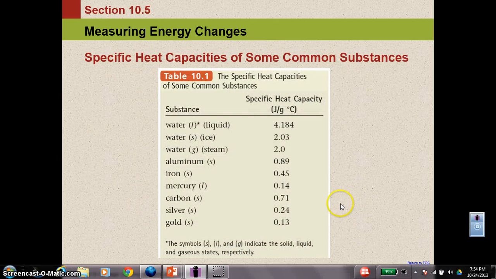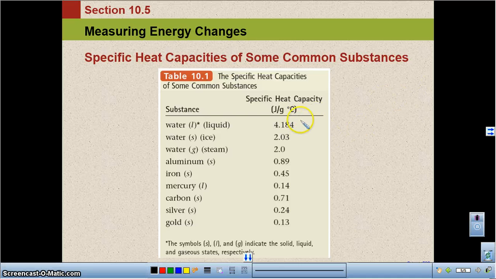This is a table from your textbook that just shows some specific heat capacities of some of the substances that you're going to be using in your calculations in your homework. And one thing I want to bring to light is the fact that there are 3 different specific heat capacities depending on the state that water is in. If it's liquid, it's going to take 4.184 joules to raise 1 gram of liquid water 1 degree Celsius. Whereas if it's ice, it's going to take 2.03 joules per gram per degree Celsius, and steam is 2.0 joules to raise 1 gram of steam 1 degree Celsius.